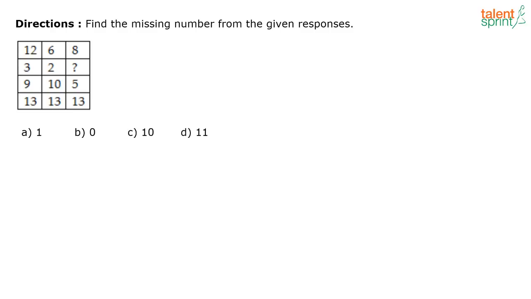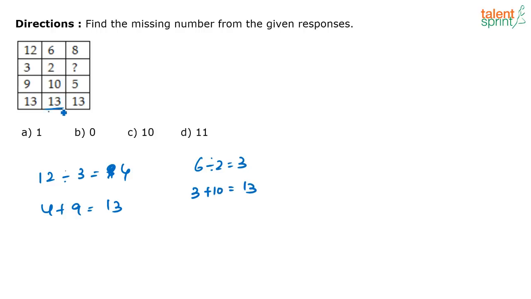Okay, so what's the pattern that is being used here? See, you have 12 divided by 3. That is equal to 4. 4 plus 9 is 13. Look at the first column. 12 by 3 is equal to 4 and 4 plus 9 is equal to 13. Similarly, if you look at the next column, it is 6 by 2 that is equal to 3. 3 plus 10 that is equal to 13. That is the answer that you are getting here.